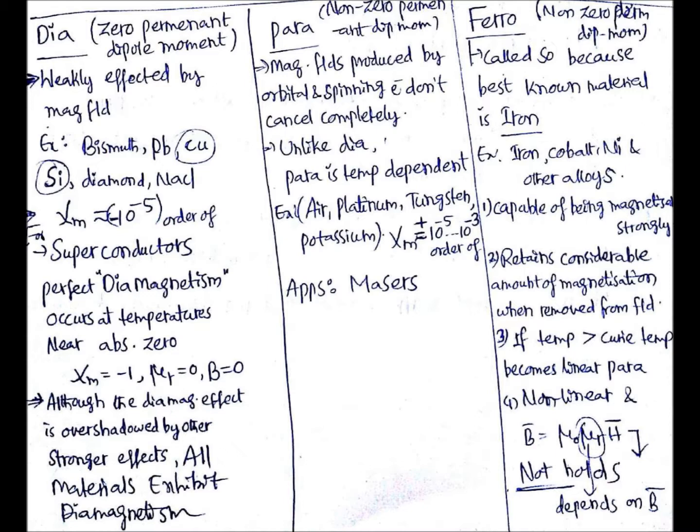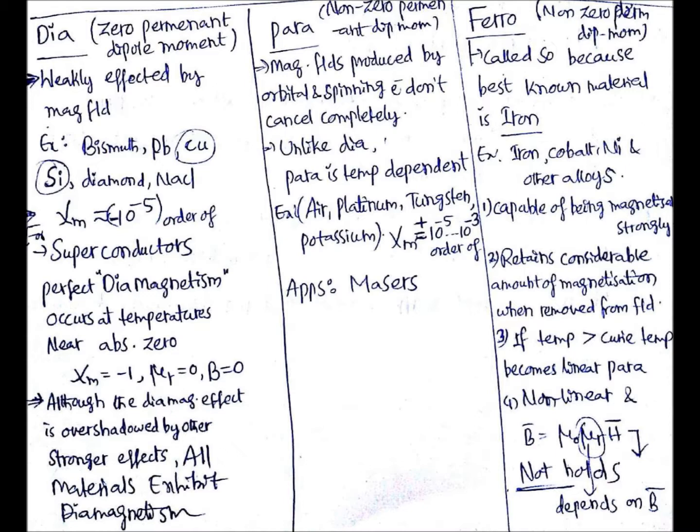Okay, then coming to para, their chi-m is on the order of 10 to the power minus 5 to 10 to the power minus 3, and all are positive only. Okay, and the applications are masers, right? So you search for these masers, what is meant by masers and all.